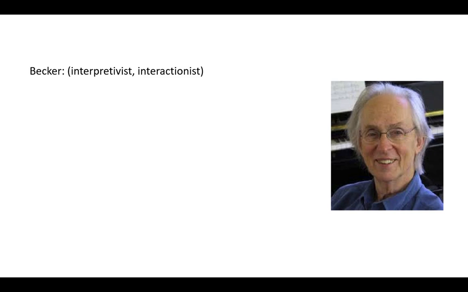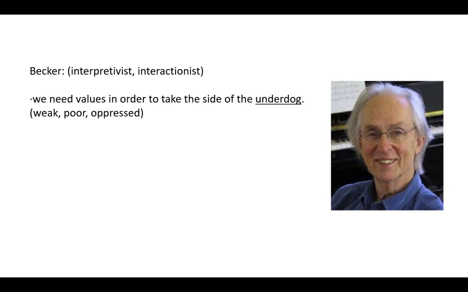Okay, Becker is an interactionist, he's an interpretivist, so he's a labelling theorist. You actually meet him briefly in the Sociology of Education. And what Becker argues is slightly different to Gouldner, although they are on the same team. We need values in order to take the side of the underdog. Now, an underdog is, you might have heard it in sport, so if Manchester United play a team from the Conference League, then that team from the Conference League would be the underdog.